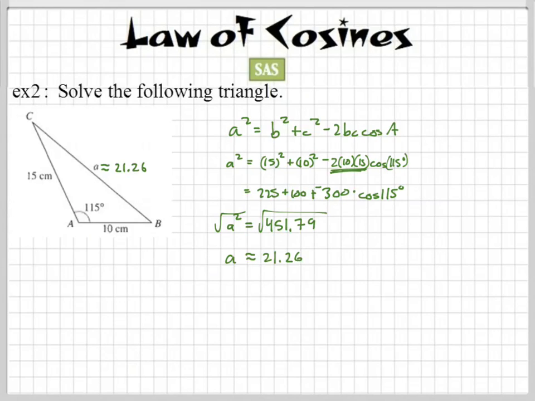But what would we use to find one of these missing angles? Use the law of sines. Here's your complete fraction, and then use the law of sines to find the next angle, and then use the 180 degrees to find the other one.